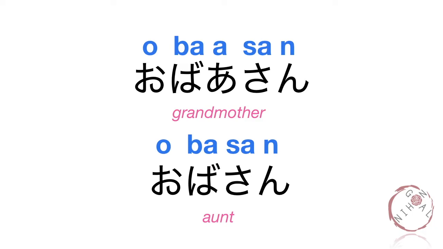Pronouncing the long vowels correctly is important because it can change the meaning of the word. Here is an example. Obaasan means grandmother. If you say obasan, that means aunt. So you really have to pronounce it properly. Obaasan, obasan.